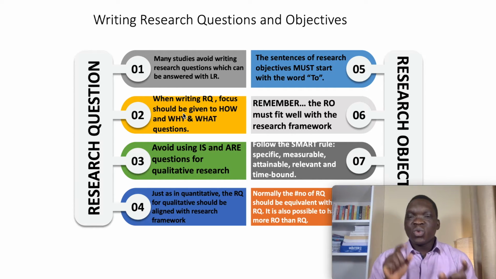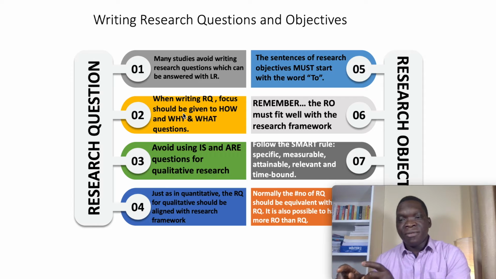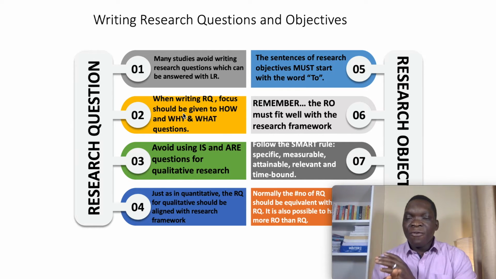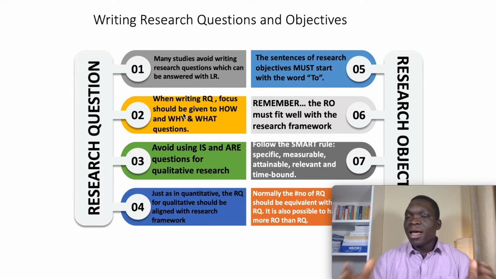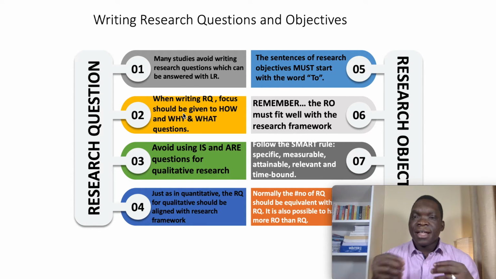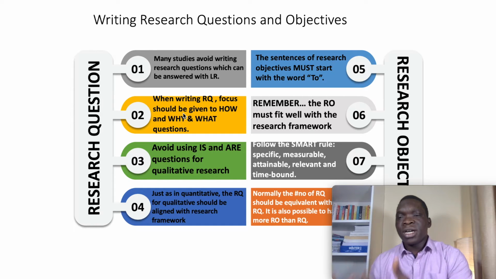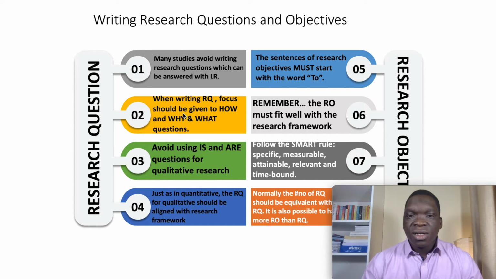Now, ultimately, what I want you to know here is that problem statements lead to research questions. Research questions would lead to research objectives. There must not be any form of disparity between these three elements. And when I say that, that also means they should be the same number. So if you have three research questions, you are expected to have three research objectives. It's as simple as that.